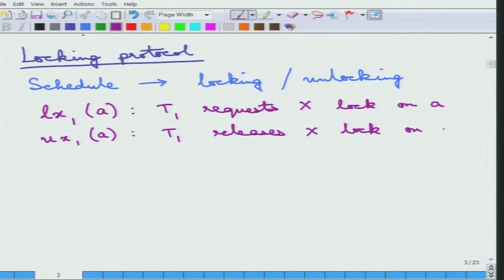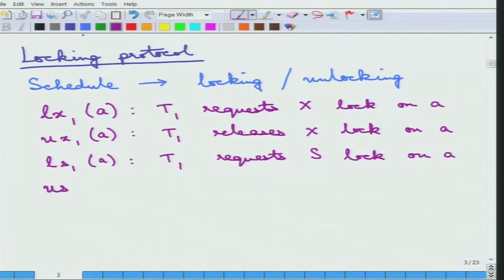So it either requests or releases. Similarly there is Ls1 of A, which means transaction 1 requests a shared lock, an S lock, on the data item A, and then there is Us1 of A, which is transaction 1 releases the S lock on A. So these are the 4 types of operations that will be added to the schedules, in addition to the read, write, abort, commit, etc., to specify the locking and unlocking.